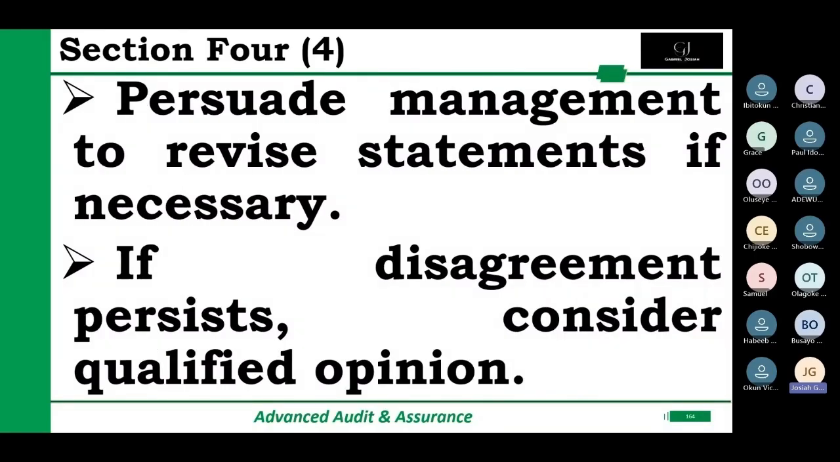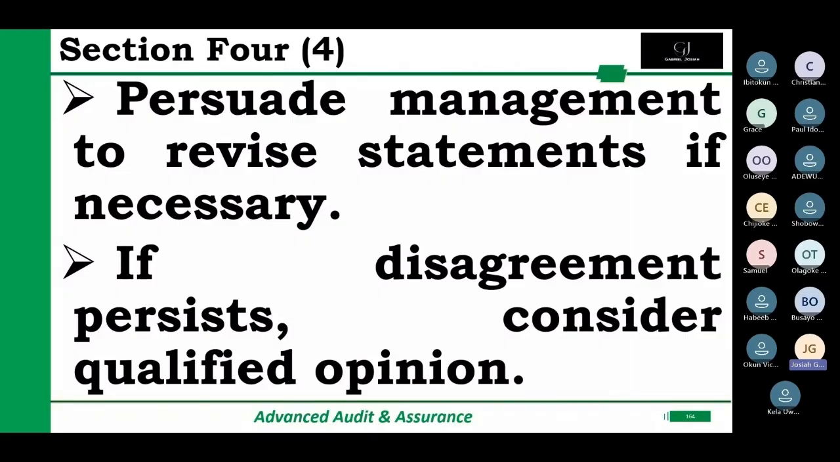He also needs to persuade management to revise statements, if necessary, around the assessment and the going concern issues that are discussed. If there's disagreement on the going concern status, management is saying the company will continue. He is saying from what he has seen, the company is in the red. Then he needs to consider qualifying his opinion, because management cannot be saying one thing and his result and finding is saying something different.